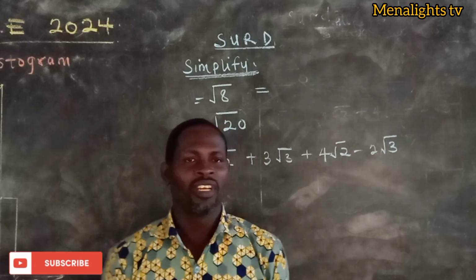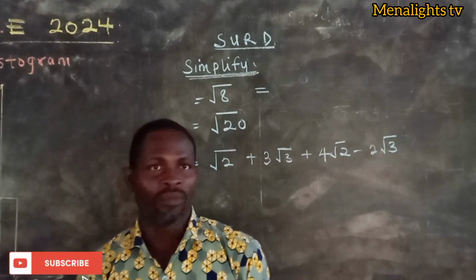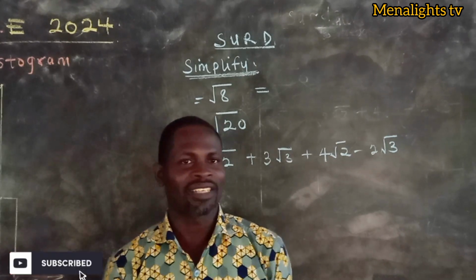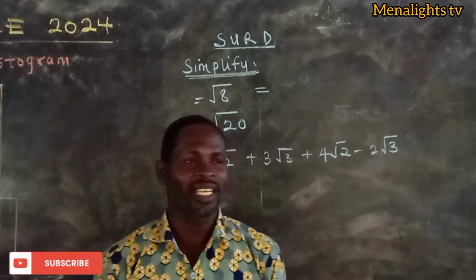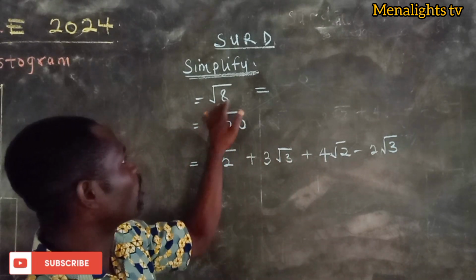Now when you talk about surds, we say surds are what? Irrational numbers. So when you find the root of them, you can't get an exact value. Because of that, we say they are surds and they are irrational values. So we have the first one, root of 8.